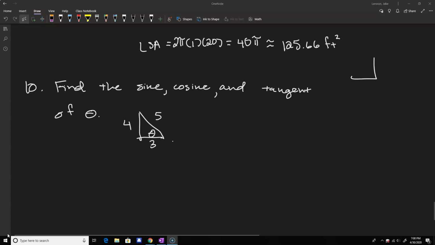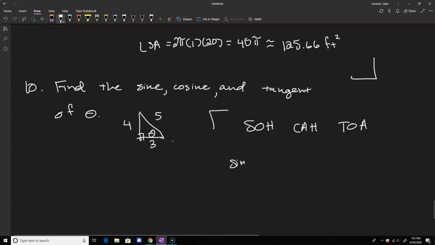Okay, so for number 10, we just want to list the sine, cosine, and tangent of angle theta. So remember, for right triangle trigonometry, we have the acronym SOHCAHTOA, which tells us that the sine of some angle is the ratio of the opposite over the hypotenuse, the cosine is the adjacent over the hypotenuse, and the tangent is the opposite over the adjacent. So for this triangle, this is a right triangle. So 5 is the hypotenuse, and the legs are 3 and 4. Based on where theta is, the angle on the bottom right corner, 4 will be the opposite side, and 3 will be the adjacent side.